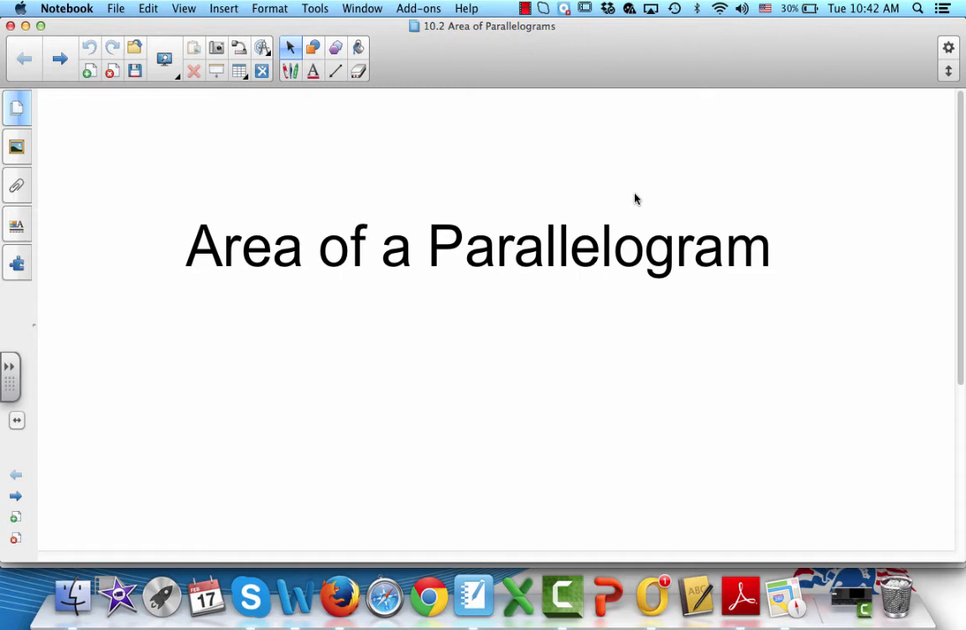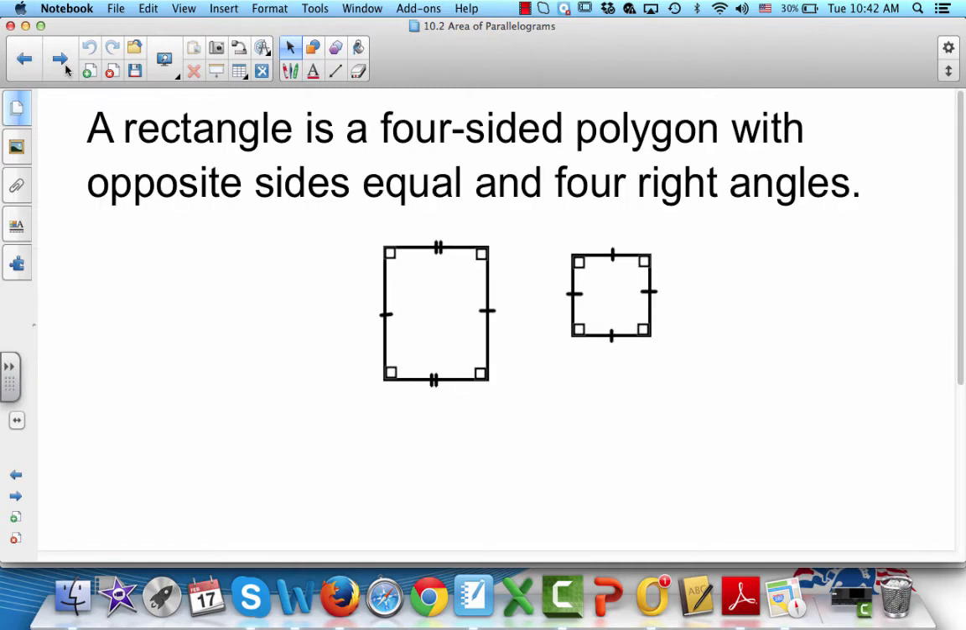Okay, we're doing the area of a parallelogram. First thing you got to know is the difference between a parallelogram and a rectangle. A rectangle is a four-sided polygon with opposite sides equal and four right angles.